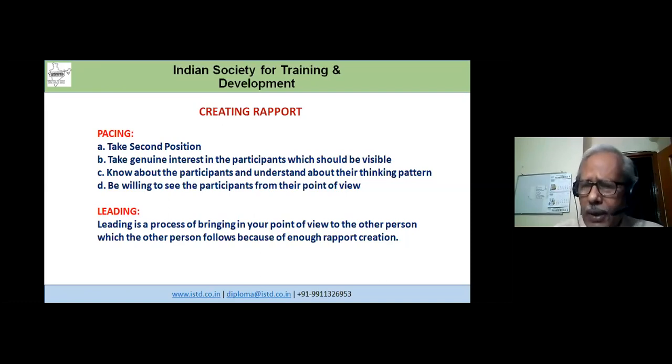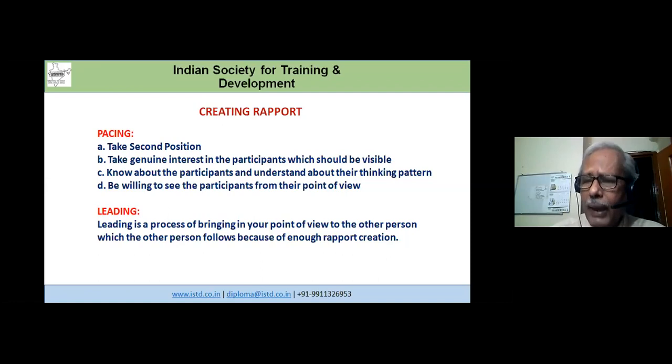The more you listen to him, the more you will understand him, the more you will understand his thinking pattern, so that later on you can communicate accordingly to satisfy his mind. So listen to him, take genuine interest, know more about him, understand about thinking pattern, and also be willing to see the participant from their point of view. Try to show that their point of view is very, very important, and you are listening to that very carefully, accepting their point of view.